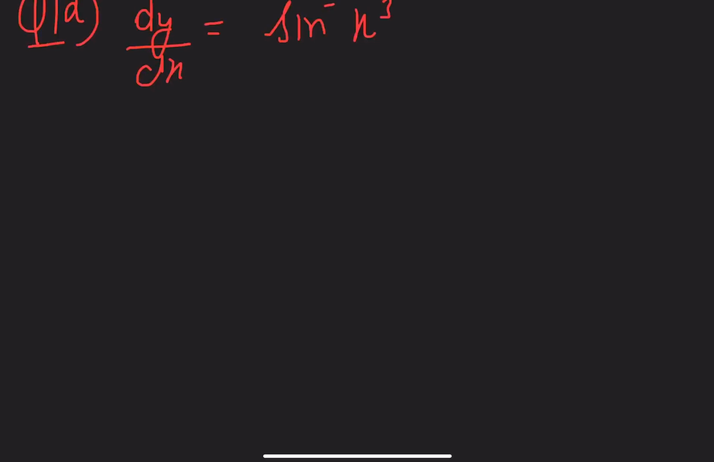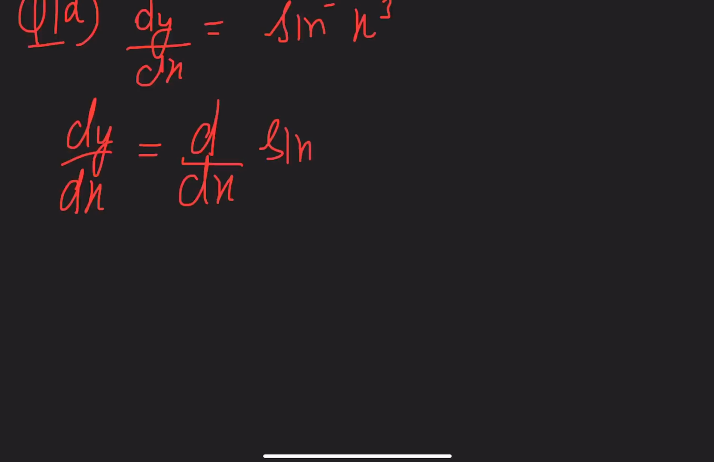Okay, sine inverse x cube is the function. I have to differentiate it. So let's begin. First of all, again this question can only be cracked using the chain rule. So dy by dx is equal to the derivative of the whole function, sine inverse x cube, first, into the derivative of what? X cube. Because x is a standard function, but x cube is not a standard function, we have to differentiate it.